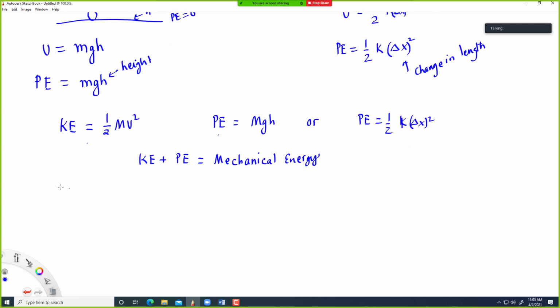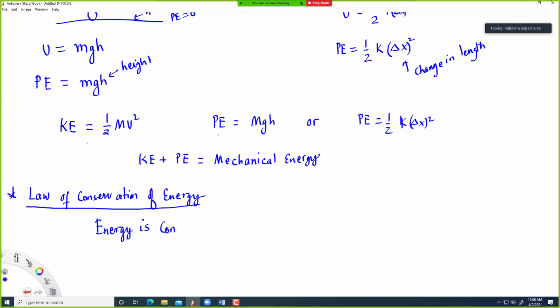And the law of conservation of energy states that if there is no loss of energy, then energy remains conserved. Okay? There is no loss of energy, or there is no decrease in energy. So energy is conserved, and the meaning of that is energy can neither be created nor be destroyed.